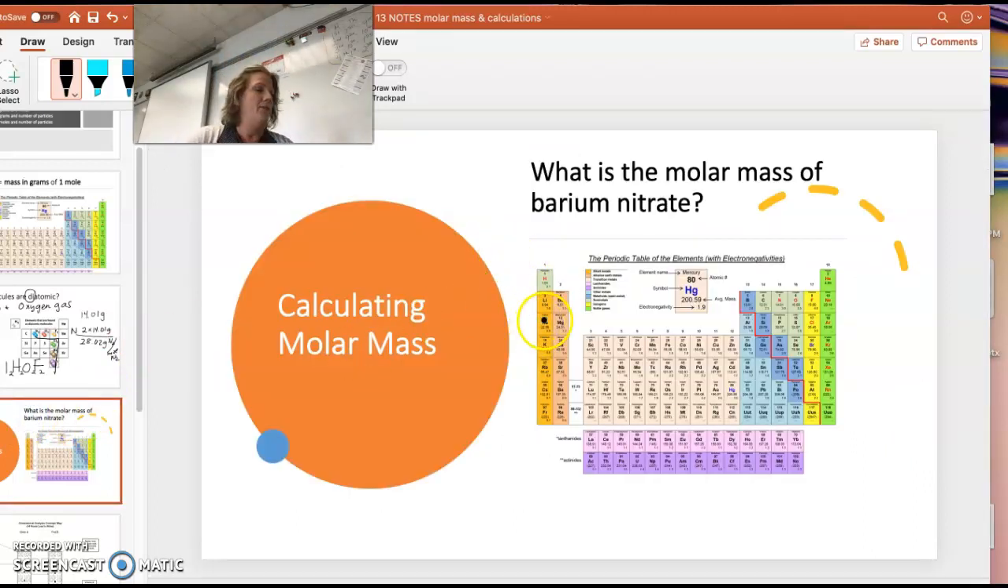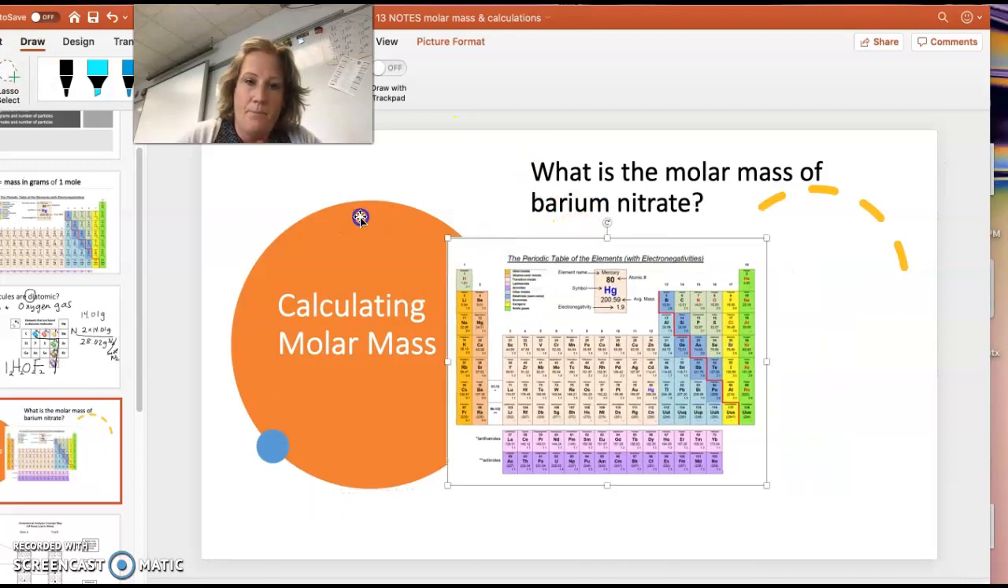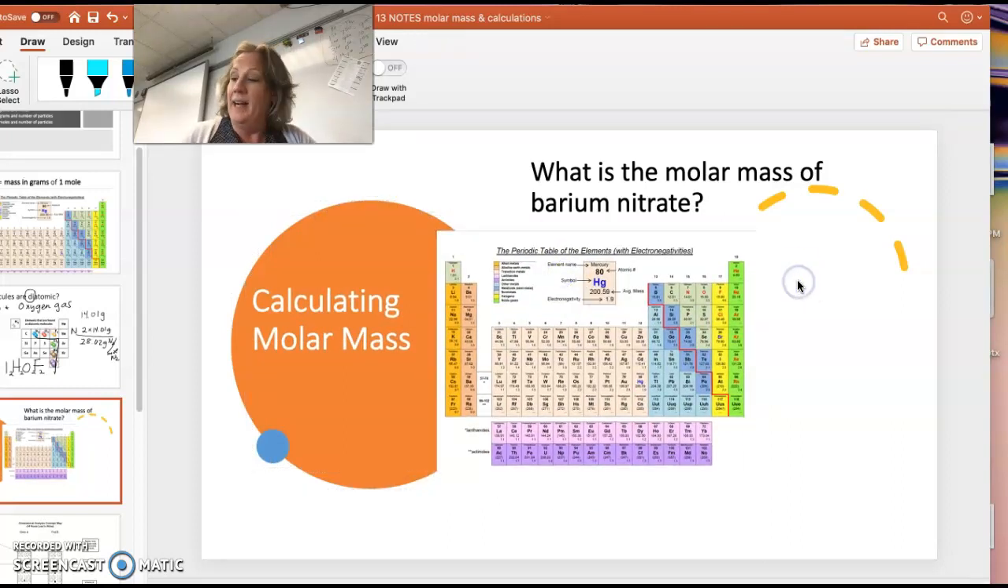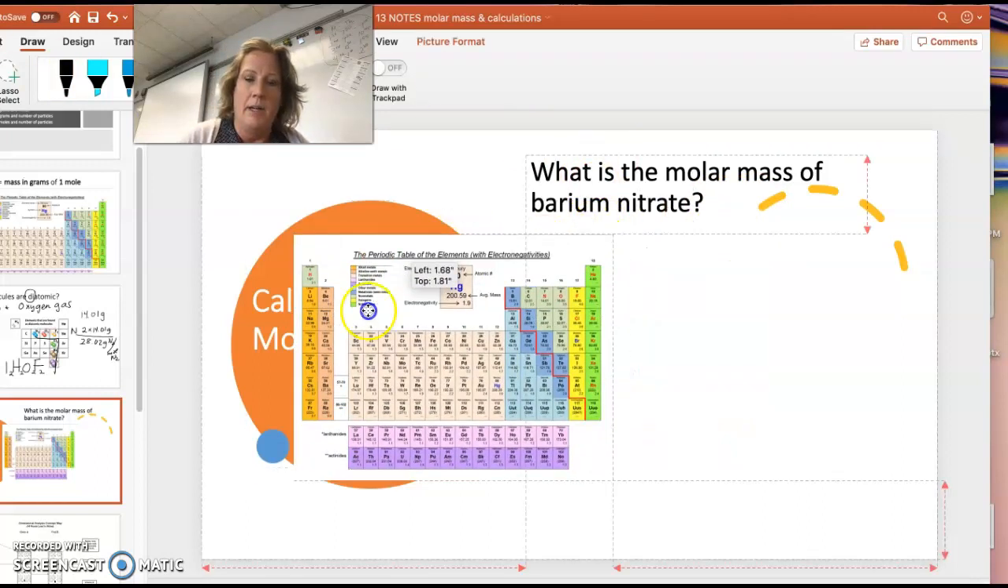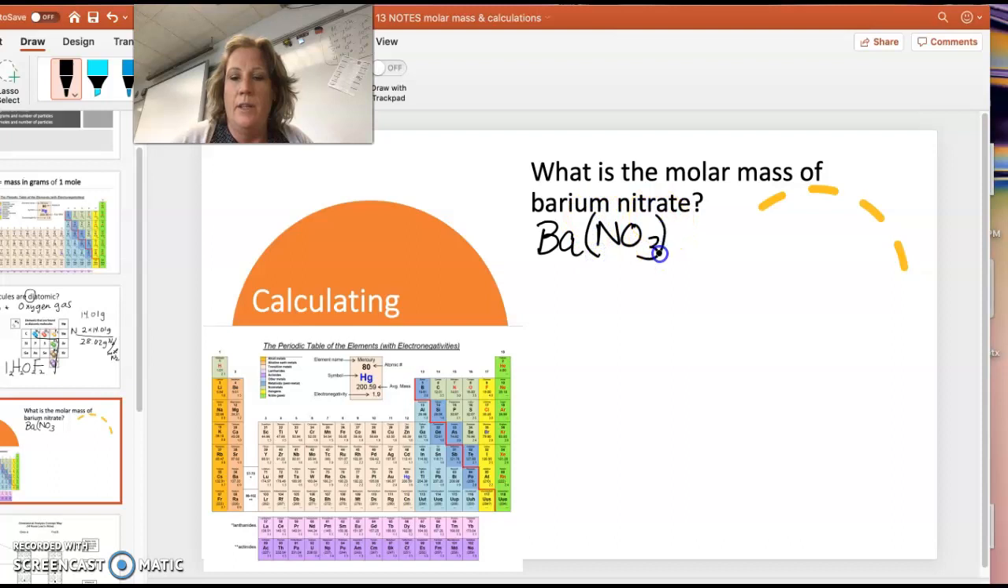Calculating molar mass, that was a really quick one of a diatomic molecule, but let's talk about how to do it for a bigger compound. So barium nitrate. Good practice if you want to pause the video and write the chemical formula for it. That would be the first thing. So let me grab that out of the way. Barium is +2 and nitrate's -1, so you'll need 2 of these for every 1. So this is the correct formula.